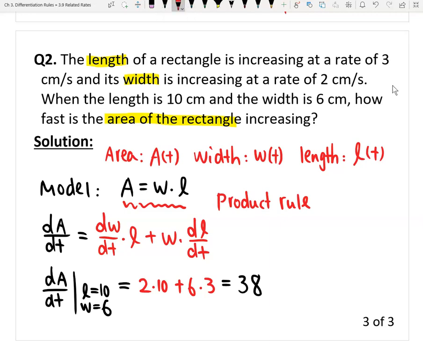Of course, what is the unit? We are still talking about the area. The area is centimeters squared. And the rate means per time. The time is a second. Can you see this is the answer for this question? Okay, if we go back to look at the two questions, very similar, right? 3 steps. And that's all for this topic.